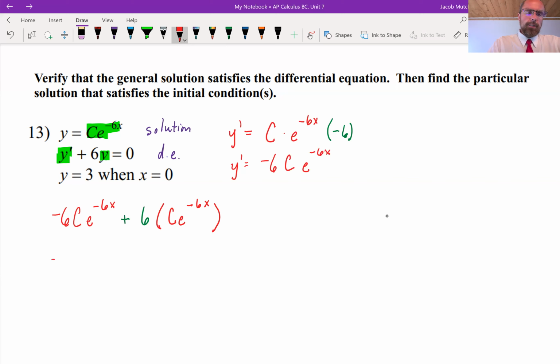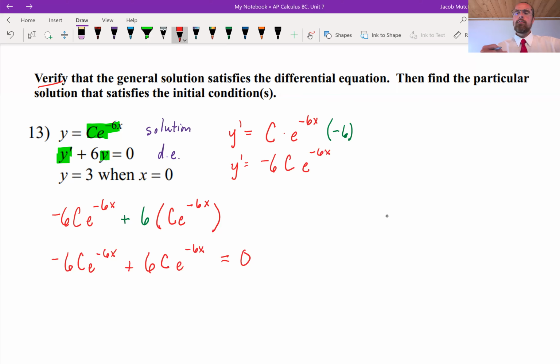And pretty immediately here, I can see that it does. When I make the multiplication with that green 6, it's going to be negative 6c e to the power of negative 6x plus the same term, 6c e to the power of negative 6x. Because that's a zero pair, definitely it adds to 0. And we have verified it. It is a valid solution to the differential equation. So that's all the same as what we've been doing.